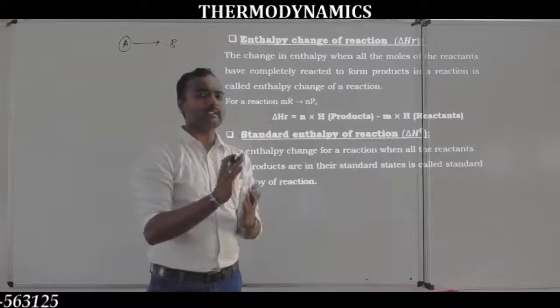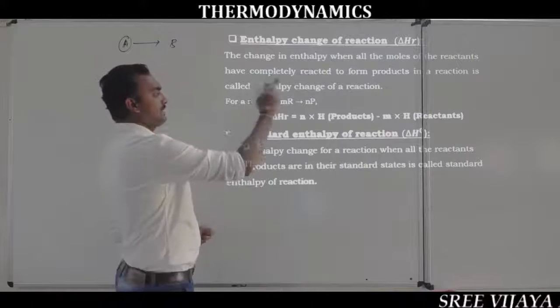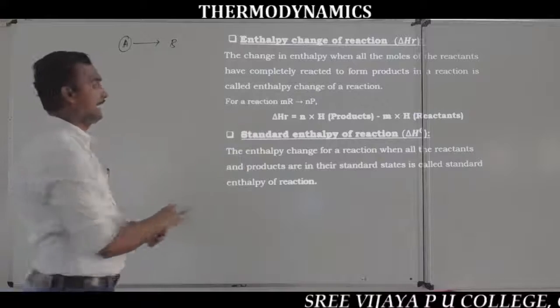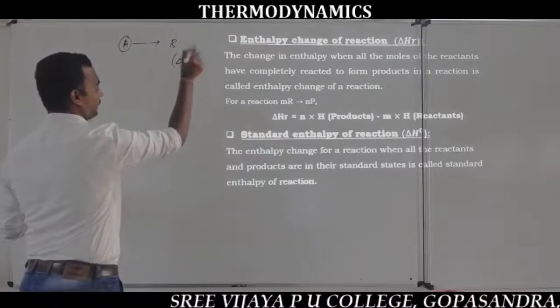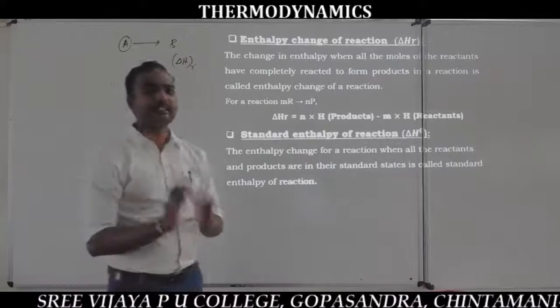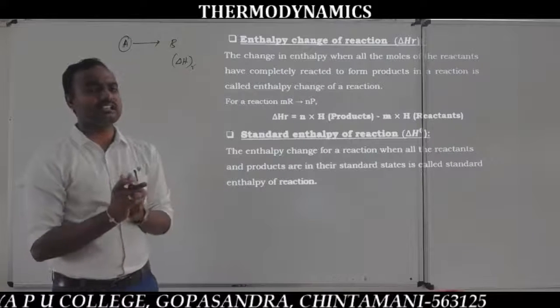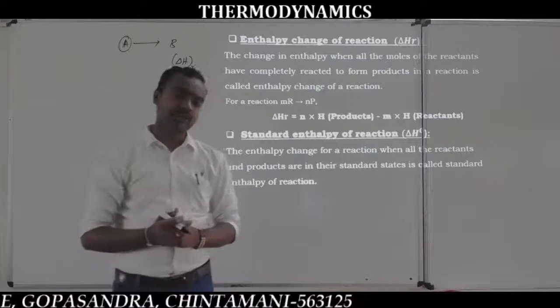When all the moles of reactant are completely converted into products, that type of change in enthalpy is called enthalpy change of reaction. We call it delta HR, that is change in enthalpy of reaction. For that, all the reactants must be completely converted into products. Then the change in enthalpy that happens is taken as the enthalpy change of reaction.